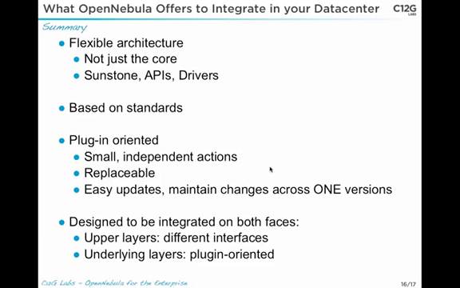As we were saying, everything is plugin oriented. There are small independent actions that are easily replaceable and also adaptable. And importantly, the easy updates. You can maintain your changes across OpenNebula versions without having to worry too much about merging your changes with the new change log of OpenNebula. And it's also been designed to be integrated on both sides. The upper layers have different interfaces. The underlying layers are plugin oriented, so it can be extended both on top and from the underlying infrastructure.